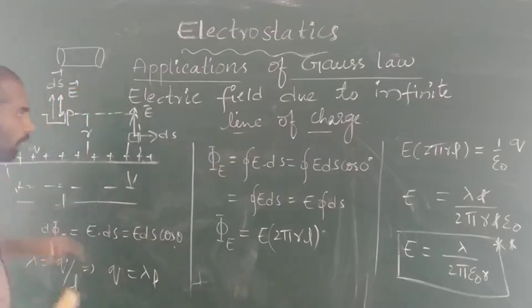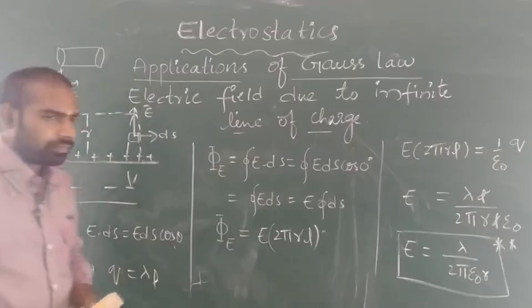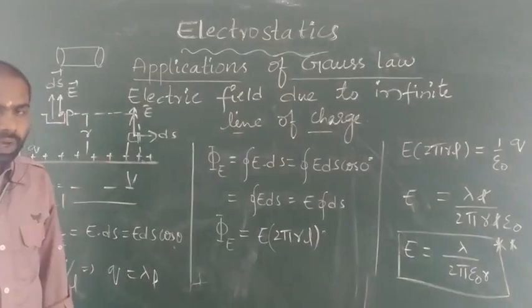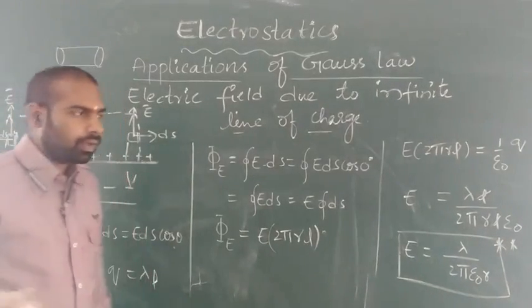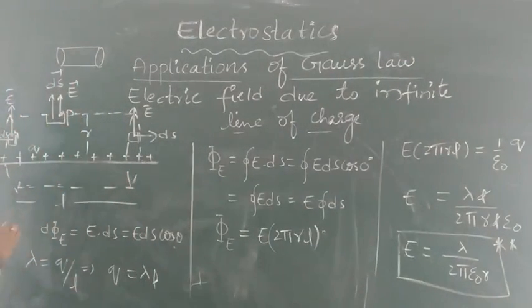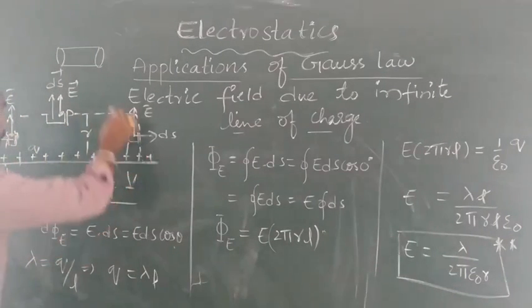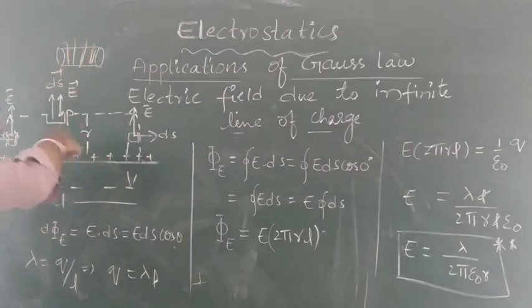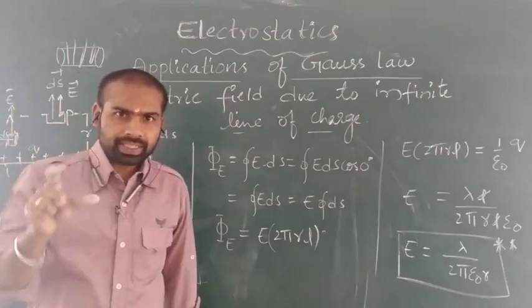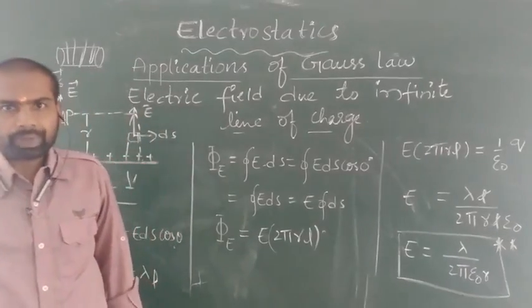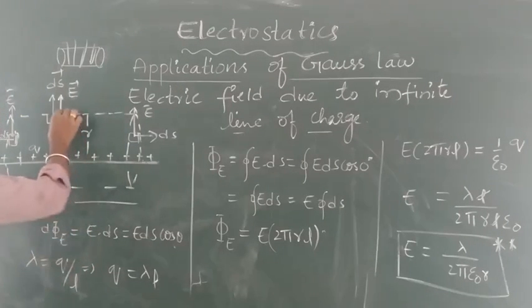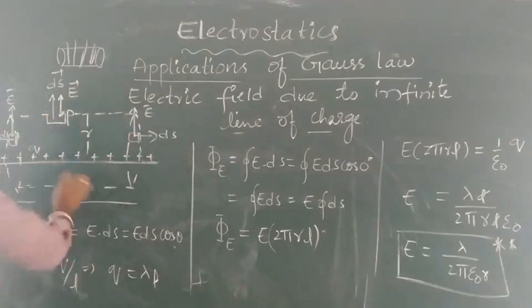Now at point P we are going to find the electric field. According to Gauss law, we have to first find the electric flux. Electric flux is equal to 1 by epsilon times the total charge. So to find the electric flux, we construct a Gaussian surface which is a cylinder. Through this cylinder the flux is passing. Now we have to find the flux passing through the cylinder, and that flux should be equal to 1 by epsilon times the total charge.